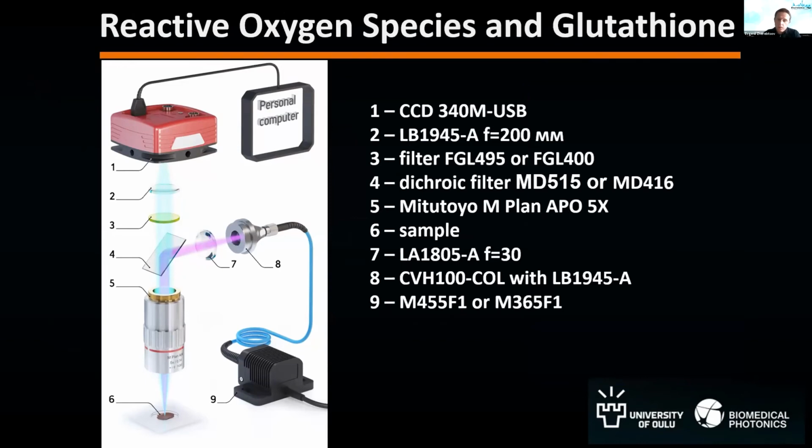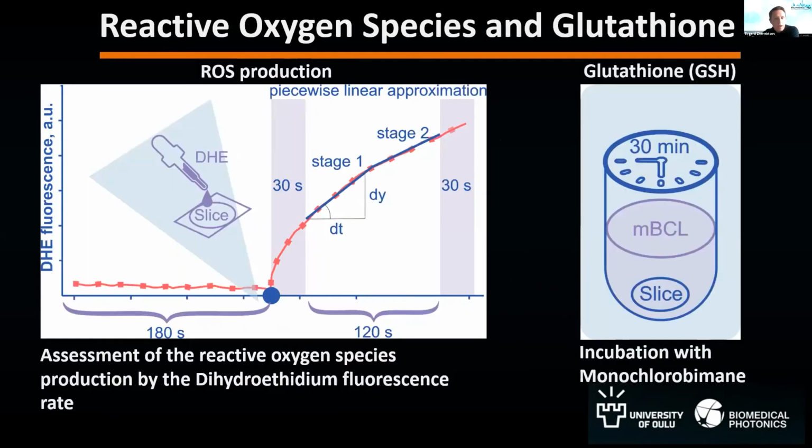We analyzed that using dihydroethidium measurements to get information about the oxidation rate due to the reactive oxygen species in cells, and by measuring the fluorescence of glutathione using an in-house built upright fluorescent microscope. And this is specifically an outline of the protocols for reactive oxygen species production measurements and for glutathione.